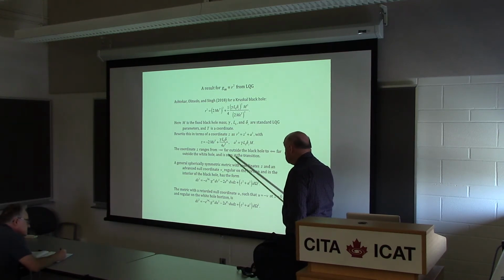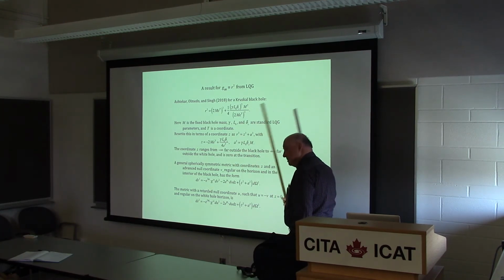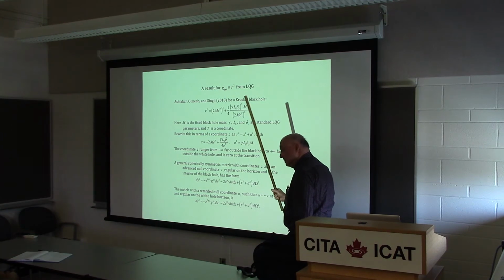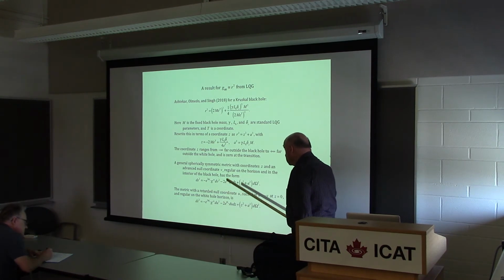And the way I've set this up is that I want z to go forward in time in the interior of the black hole and the white hole. The coordinate z goes from minus infinity, for outside the black hole, to plus infinity for outside the white hole, and is 0 at the horizon, at the transition.